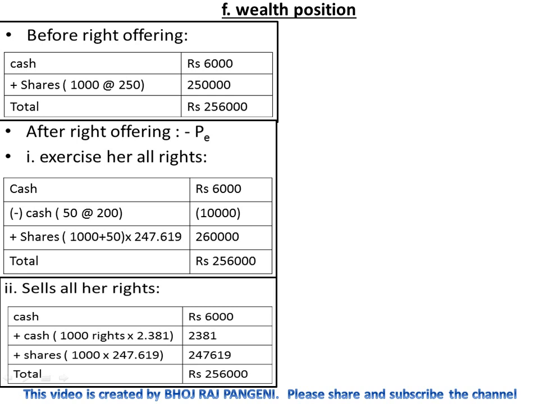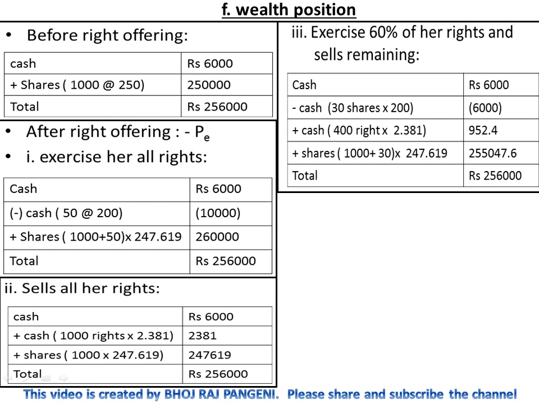That is the ex-right price, because it is after the right is issued. Now the total amount is the same, 256,000, so there is no change in wealth position. Now the third case: if she exercises 60% of her rights and sells the remaining.